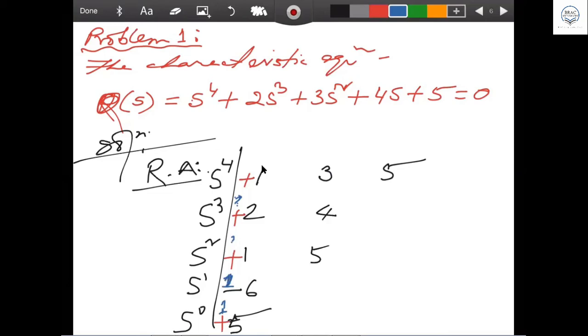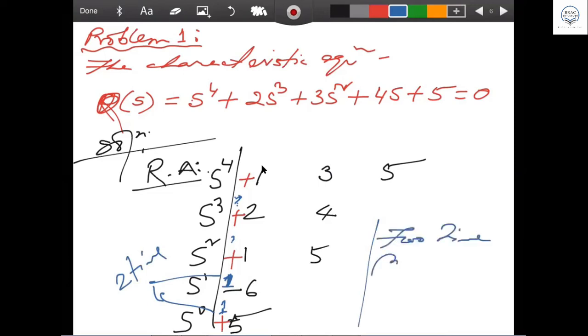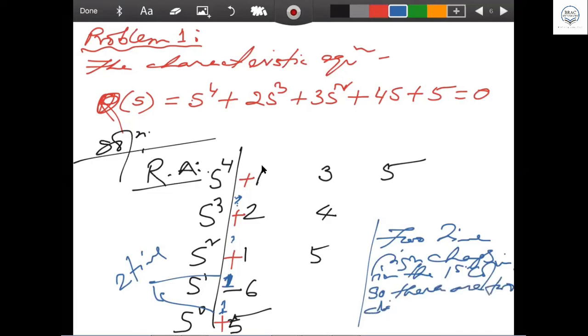How many times altogether? 2 times. So we can write here that there are 2 sign changes in the first column. So there are 2 closed loop poles located on the right half S-plane.